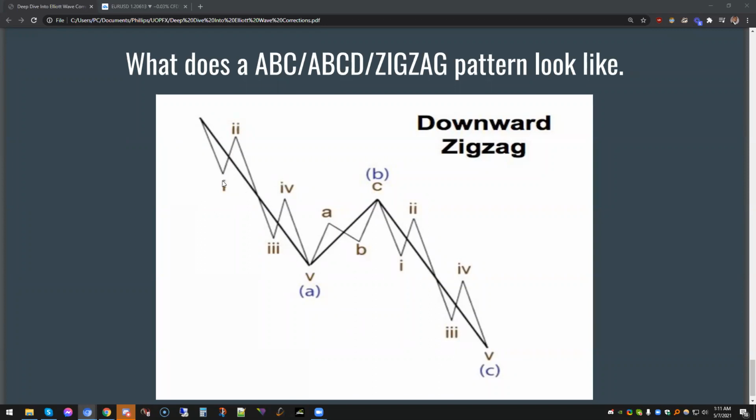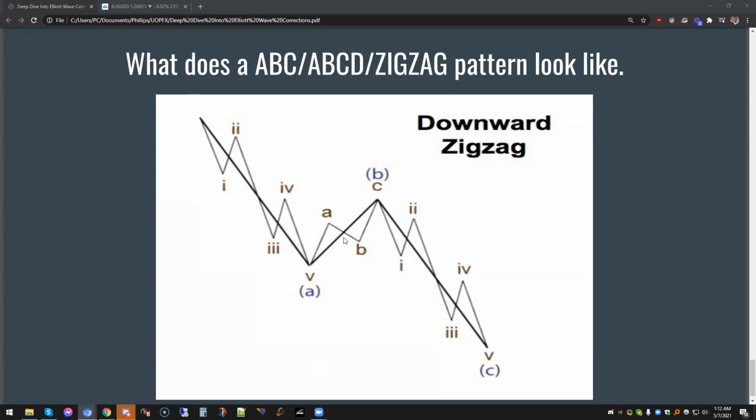I would label the formation where the first impulse is long and the next impulse is short, or the first impulse is short and the next impulse is long, as the A wave being short and the C wave being long. Or if this is A and this is B over here, you can say the AB leg is short and the CD leg is long.